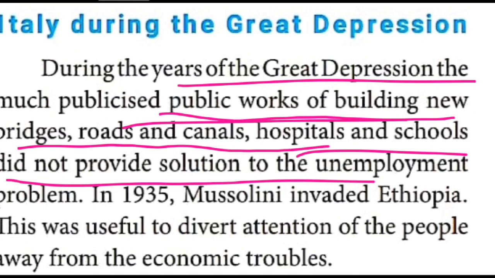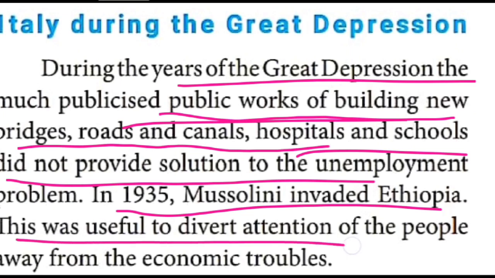In the year 1935, listen, the tricky one, Mussolini invaded Ethiopia. Last class also I said this. In 1935, Mussolini invaded Ethiopia, and because of that, Italy was expelled from the League of Nations, as we learned already. This was useful to divert the attention of the people away from the economic troubles. In such a way, he managed the situation during the Great Economic Depression.